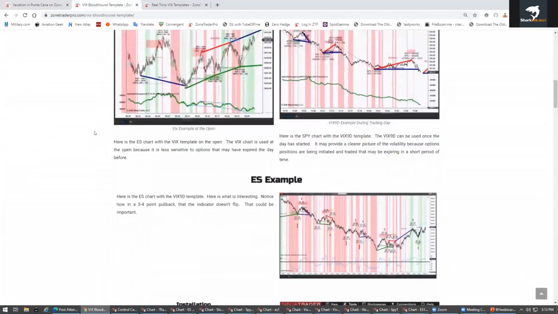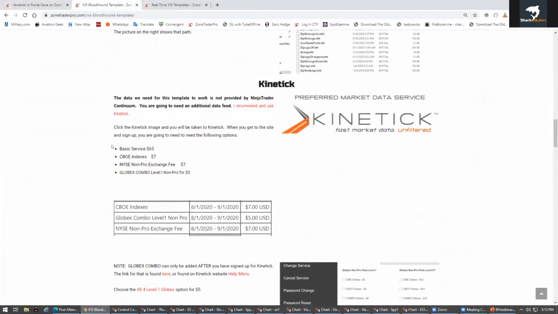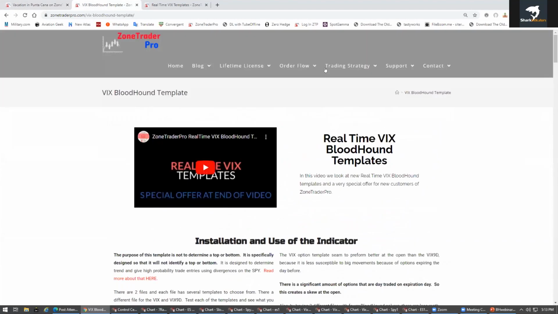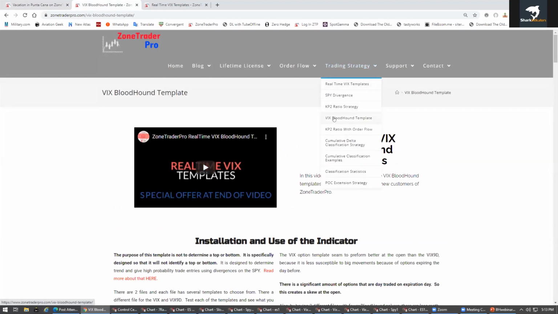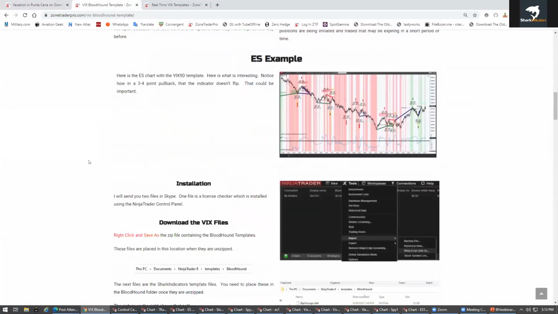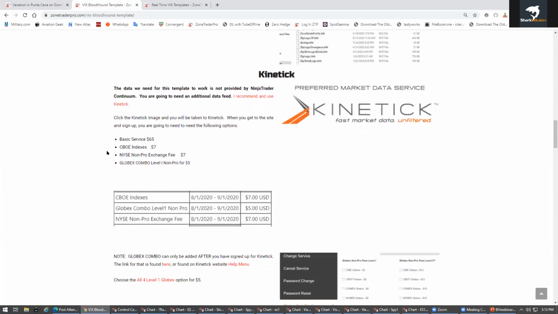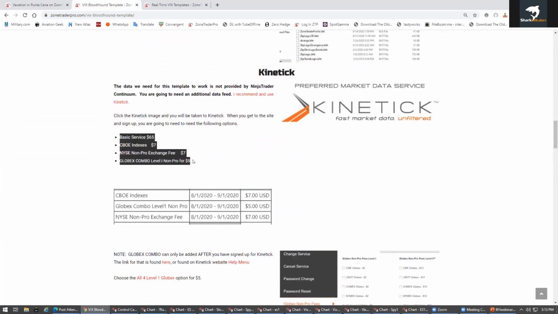Kinetic. And basically what I've done is I've listed the services right here, and this is under the trading strategy page for the VIX BloodHound template. But you are going to need Kinetic to pick up the SPY and the VXX. Total, it's about $84. And, you know, again, it's a little bit of money, but it's extremely good information. And I basically describe all of that right here.